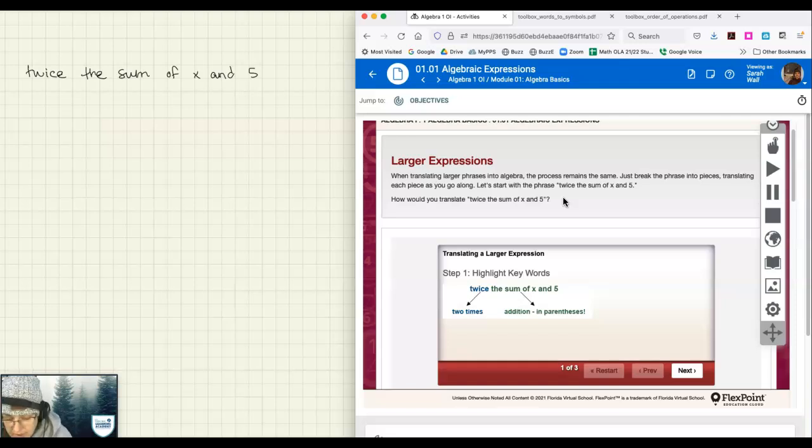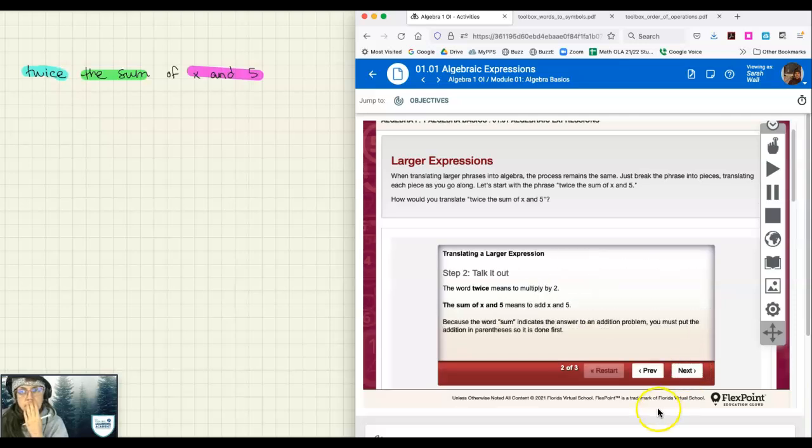And then you really legit can just highlight it, right? Like, what are your pieces? Your pieces are twice, the sum, and x and 5. Those are the 3 pieces of your word sentence that you need to turn into a number sentence. Because that's what you're doing, you're taking words and turning them into numbers. So talk it out loud.